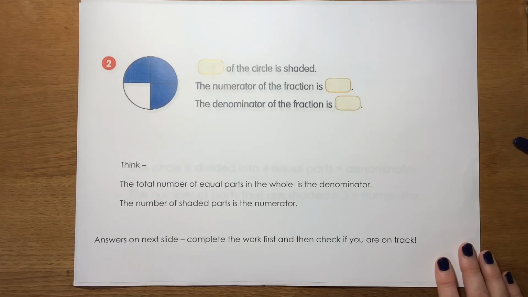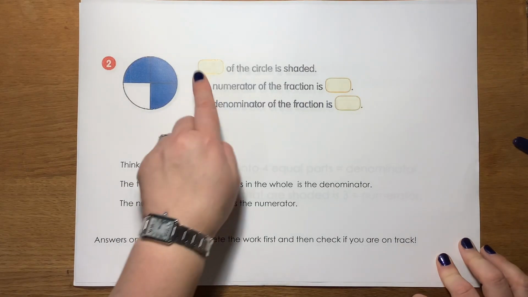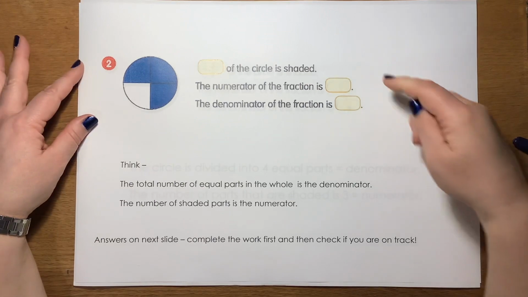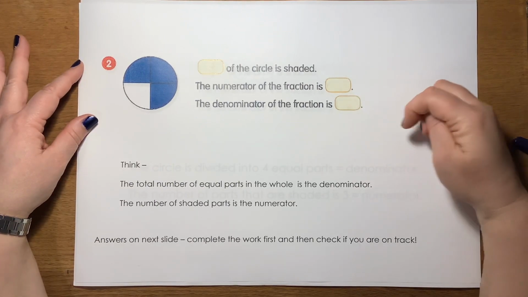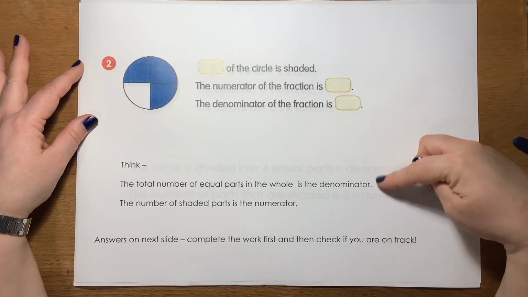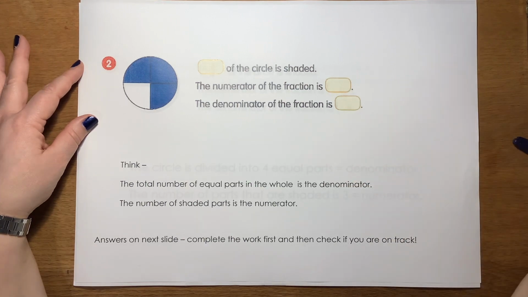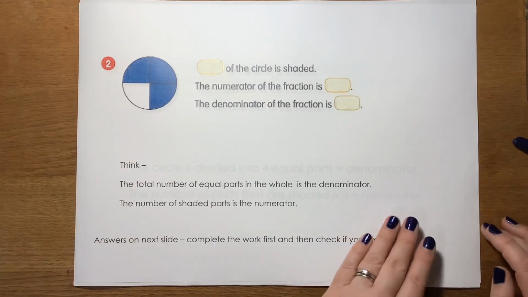So pause the video and have a go at this one. What fraction of the circle is shaded? And tell me what the numerator is and the denominator is. And just remember the total number of equal parts in the whole is the denominator. The number of shaded parts is the numerator. Pause the video and have a go at that, and we'll go through that in a second.